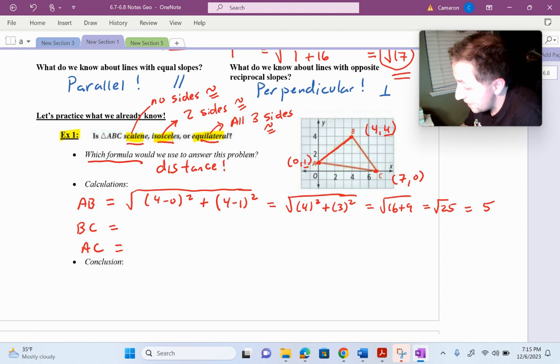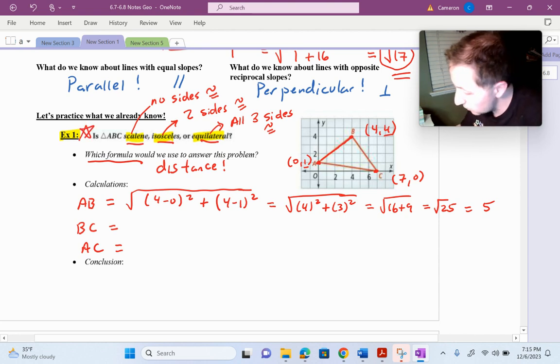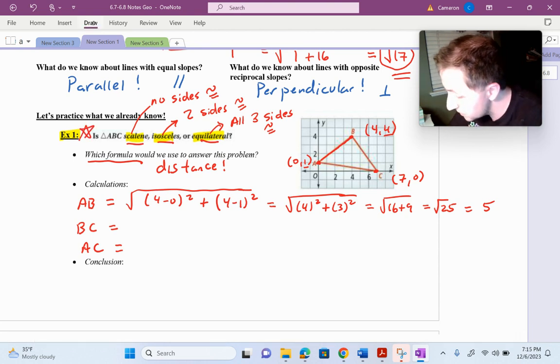I can't narrow down anything yet because I've only calculated one side. I'm going to need to look at at least one more side before I can rule out one of these 3 vocab words. So I'm going to calculate the length of BC. Let me maybe do a different color so that you can focus on this one now. I'll do green for this one.